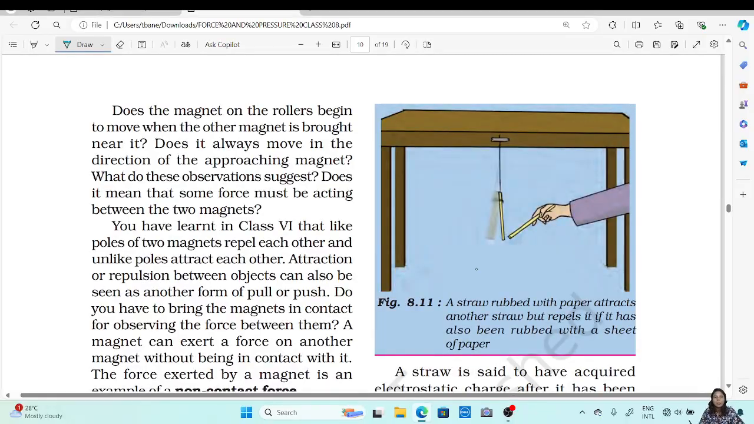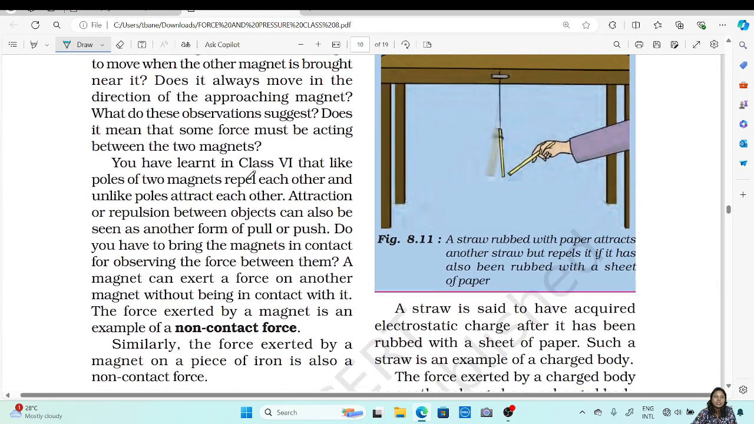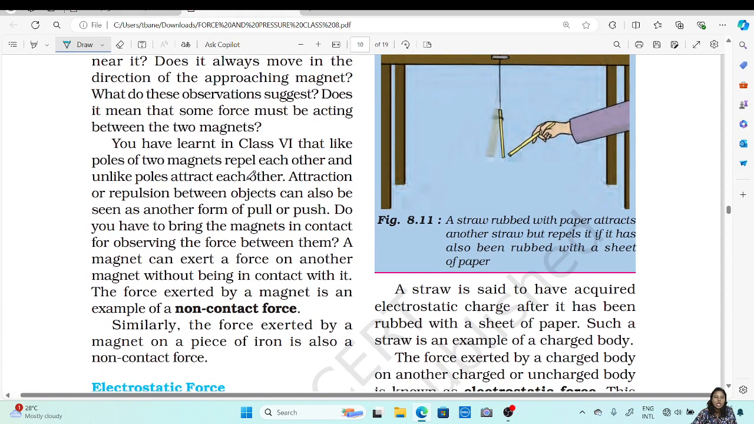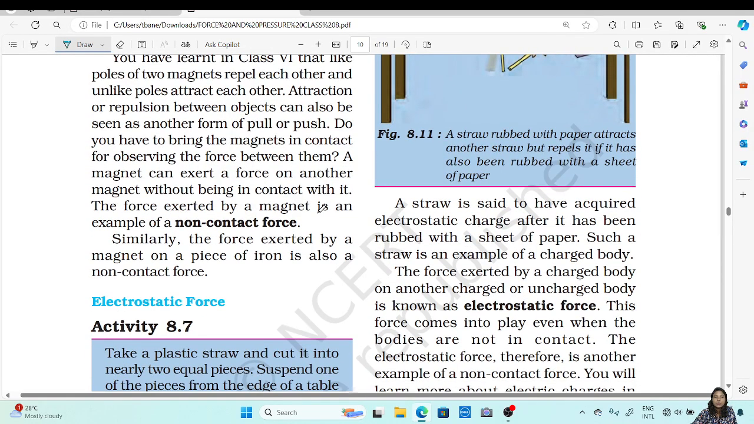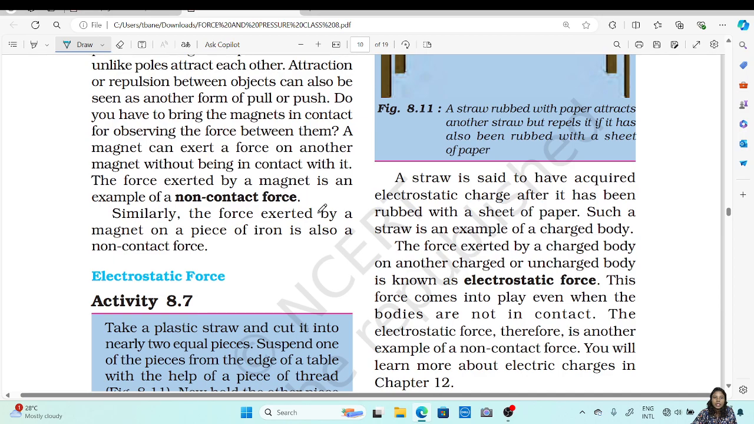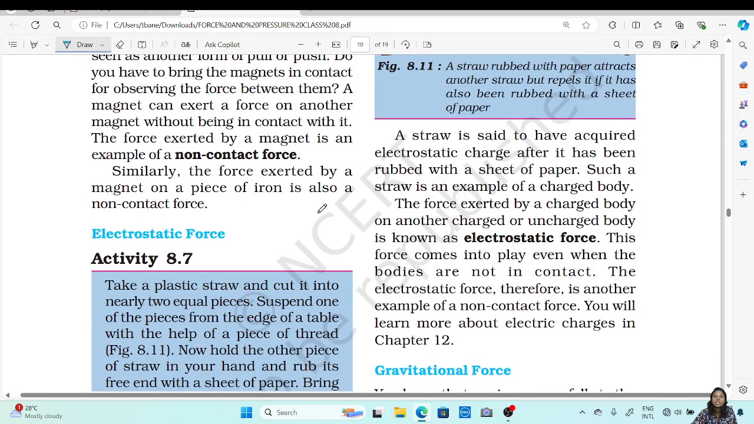So thus the magnets on the rollers begin to move when the other magnet is brought near to it? Yes. So does it move in the direction of the approaching magnet? In one case yes, in one case no, it goes to the opposite direction. Does it mean that some forces must be acting between the two magnets? Yes. So now attraction or repulsion between objects can be seen as another form of pull or push. So do you have to bring the magnets in contact for observing the force between them? No. We didn't touch both of the magnets. Without touching, there was some kind of movement that we could see. A magnet can exert a force on another magnet without being in contact with it. The force exerted by a magnet is an example of a non-contact force.